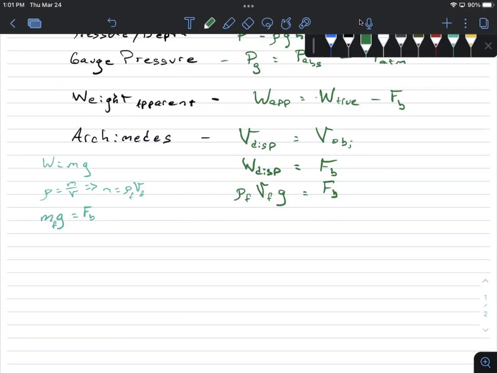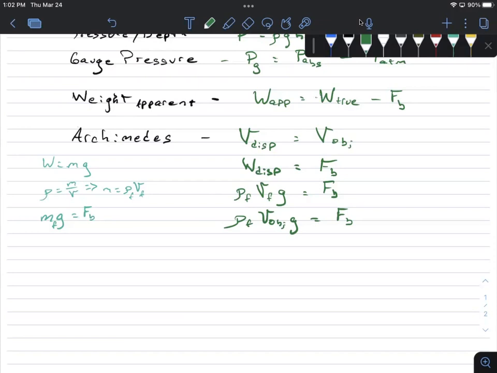And then sometimes this is rewritten because, like I said, we may not know the volume of the fluid, but we may know the volume of the object. From the first equation, they're the same thing. So I could say this is the same as the density of the fluid, times the volume of the object, times gravity, is the buoyant force. And so it's this combination of relationships that I'm going to refer to as Archimedes' Principle.